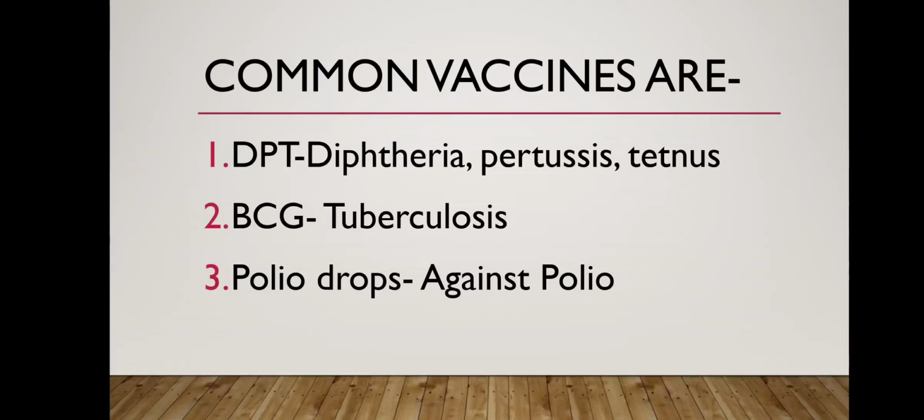Besides this, MMR is also there, that is measles, mumps, rubella, which protects the body against diseases like measles, mumps, and rubella. These vaccines help the body to fight against diseases or make the body immune against certain types of diseases. So write DPT, BCG, polio drop, and MMR in your copy, and write the disease from which they save the body.